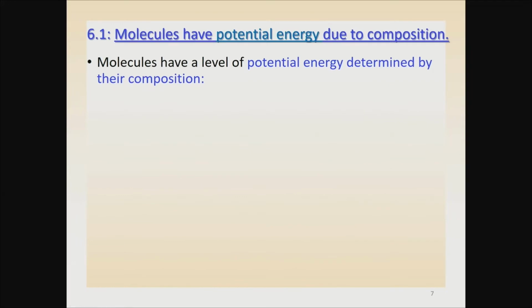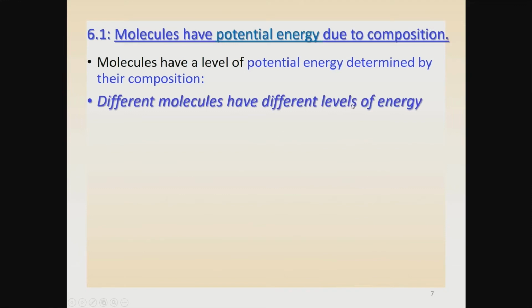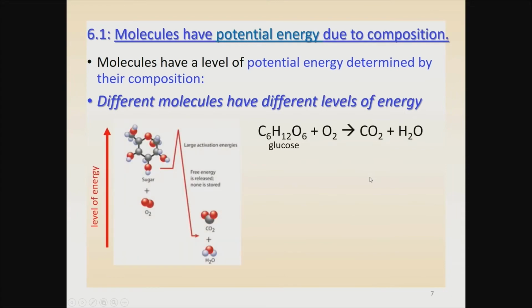Okay, so importantly, chemicals, say molecules and atoms, have potential energy due to their particular composition. This is a very important point. The point I'm trying to make here is that, importantly, different molecules have different levels of energy. So let me explain a great example of that.